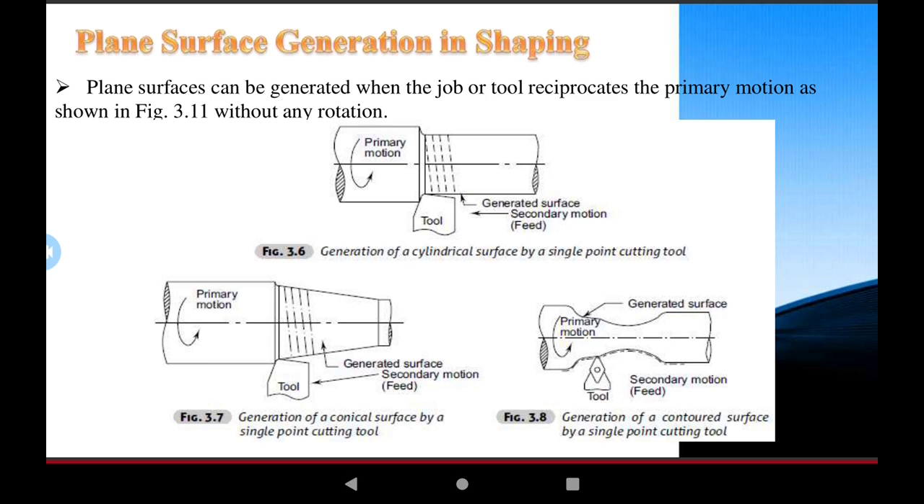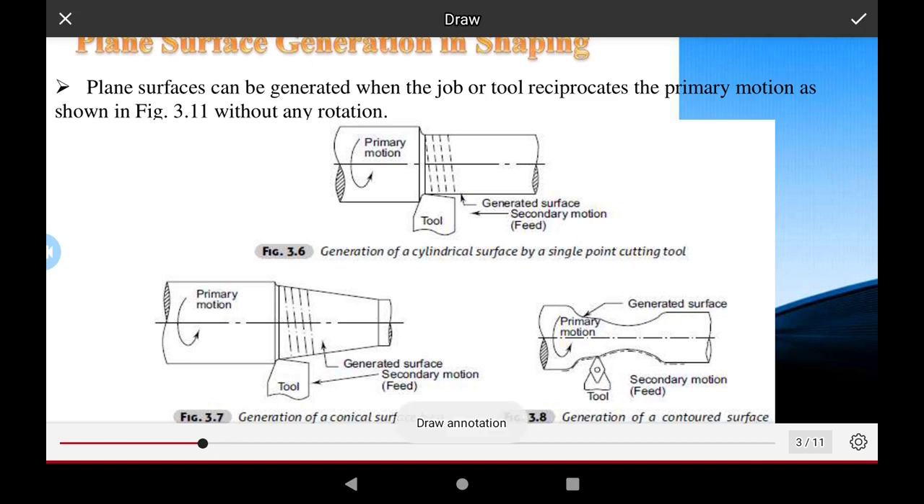Second is the manufacturing of tapered products. Similar to the cylindrical surface, for the tapered cylindrical workpiece the primary motion is provided to the workpiece, and the secondary motion is given to the tool, generating the surface. This is the workpiece and its holding, rotating for the primary motion, and this is the tool. The tool also moves parallel to the axis of the workpiece. This is the secondary motion.